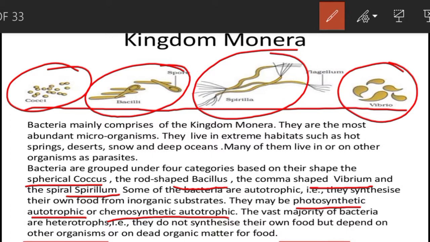Now, chemosynthetic bacteria. These bacteria are able to synthesize organic food from inorganic raw materials with the help of energy derived from exergonic chemical reactions. Examples include nitrifying bacteria called Nitrosomonas, iron bacteria called Ferrobacillus ferrooxidans, sulfur oxidizing bacteria called Beggiatoa.